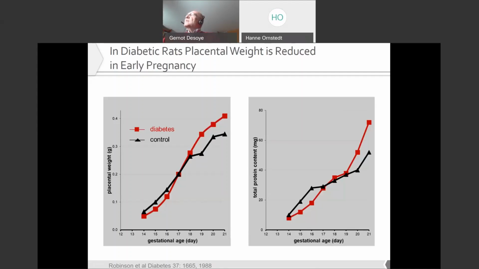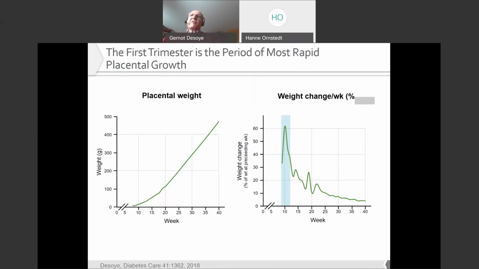So the question is, does this also occur in the human? We know that the first trimester is the period of most rapid placental growth in human. This is on the left panel, you see the dynamic changes of placental weight over the course of pregnancy, and there is almost a linear increase.